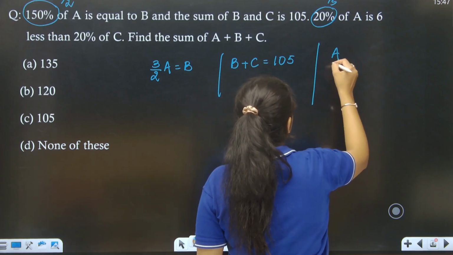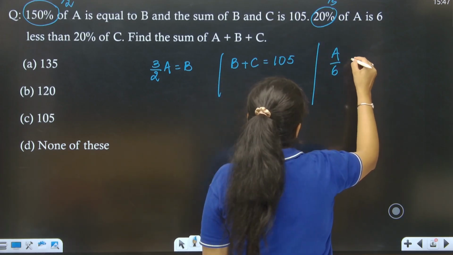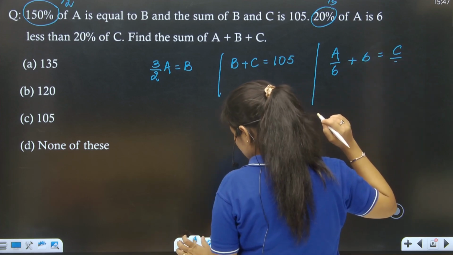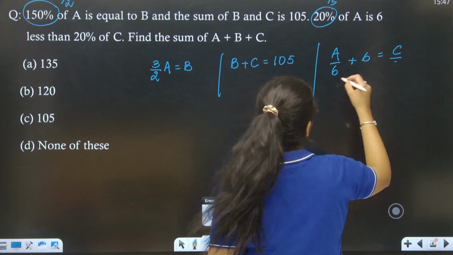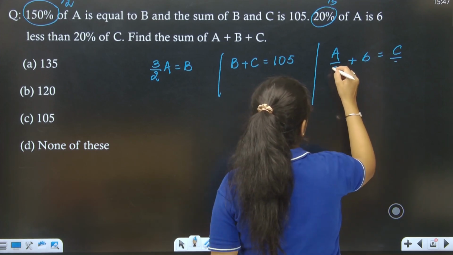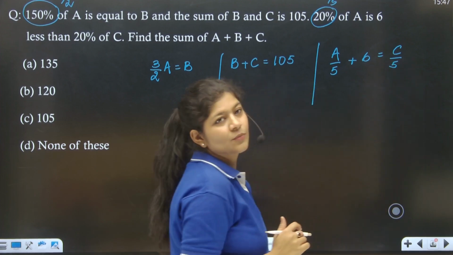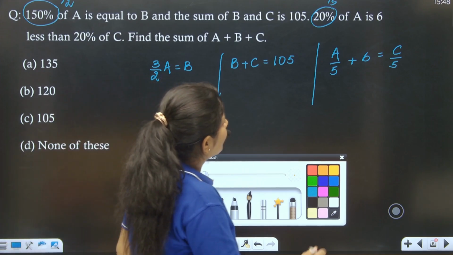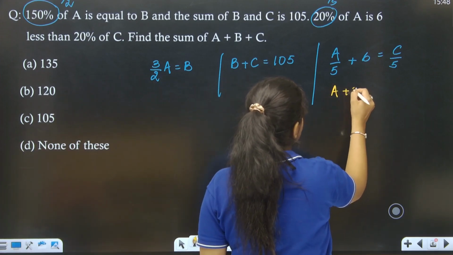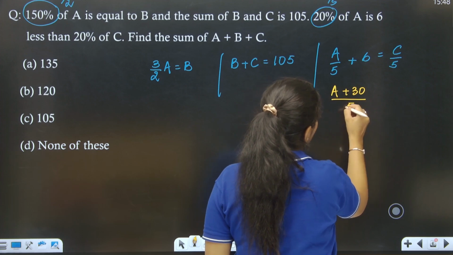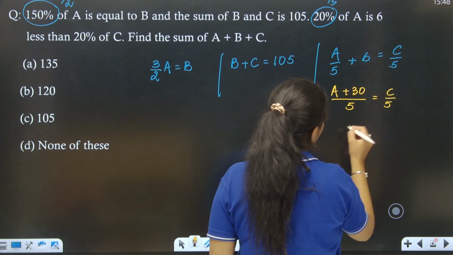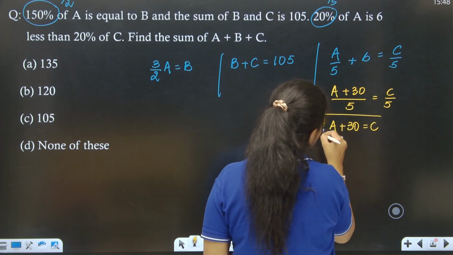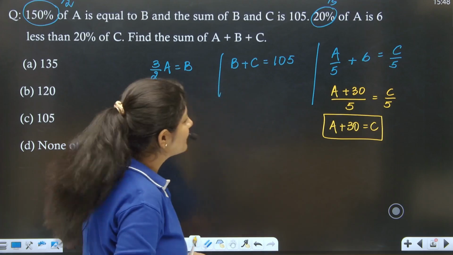So a by 5 plus 6 is equal to c by 5, right? This is what we are having. If I convert it, I can write it as a plus 30 by 5, I just took the LCM, equal to c by 5. From this, I can write a plus 30 is equal to c. This is a relation that I got between a and c.